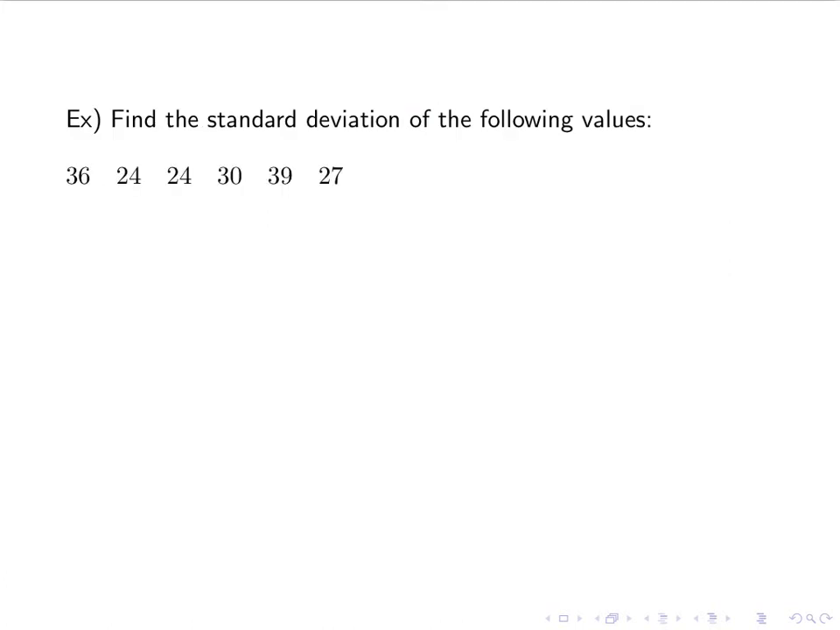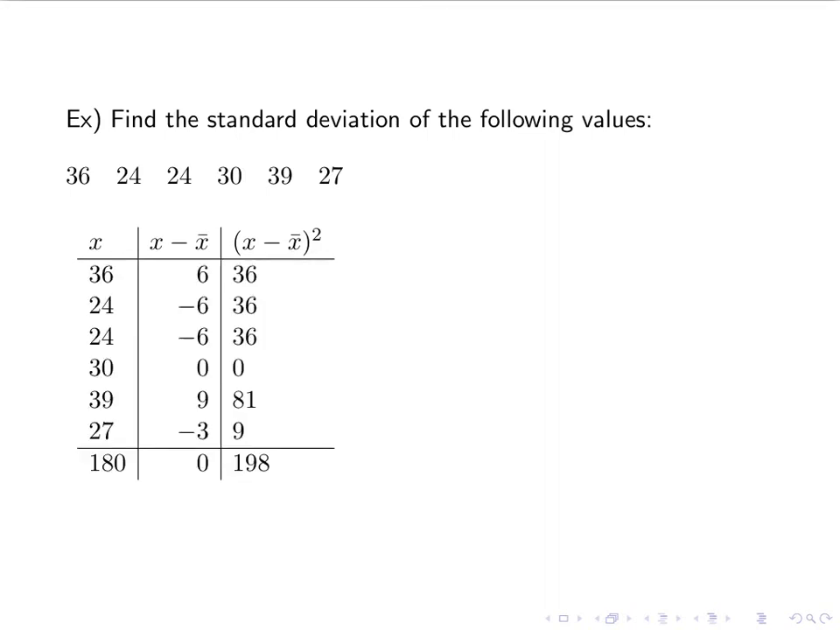Find the standard deviation of the following values: 36, 24, 24, 30, 39, 27. So I'm going to start my table. Here it is all filled out, and I'm going to go step by step on how we did this. The first thing we do is plug in our x's, and then down here is going to be the sum. So I add up all my x's, and I get 180.